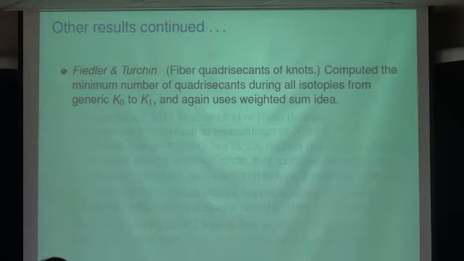They again use a weighted sum idea. Their weighted sum is different. They map from this space to a thickened torus, and their weighted sum is a winding number of curves crossing each other. It's a different kind of idea. It's an interesting paper.